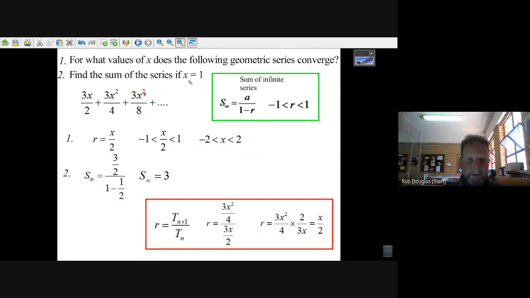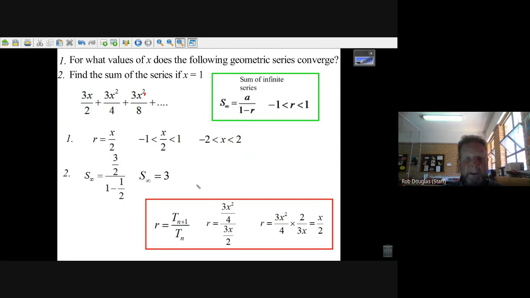Now, if x equals 1, all you do is put a 1 in for x. So r must be a half. And then you could put 1 minus a half down at the bottom. The first term is 3 times 1 over 2, which is just 3 over 2. Put that in your calculator. 3 halves divided by a half is going to equal 3. And that's the sum to infinity.